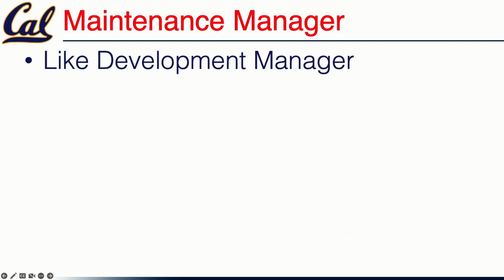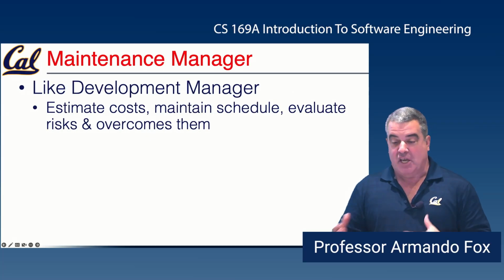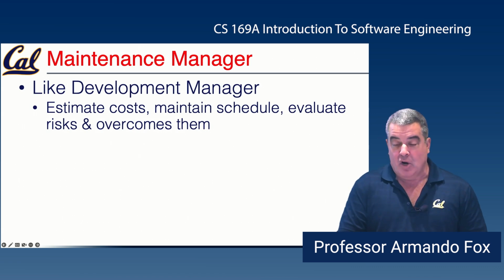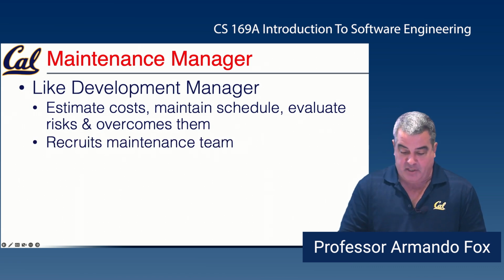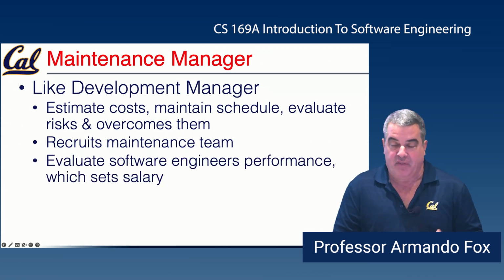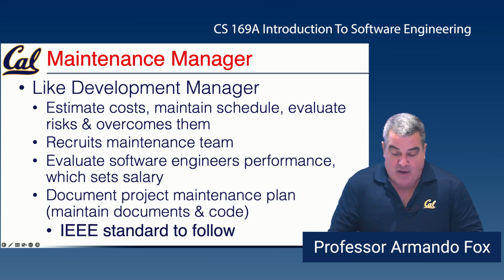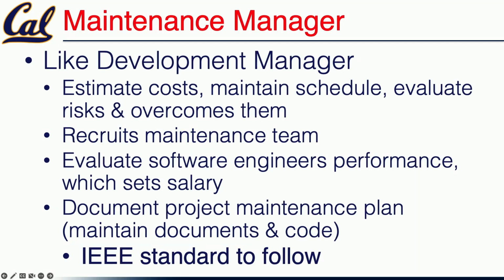So what are these jobs like? The maintenance manager's job is structurally similar to the development manager because they have to estimate the costs of implementing customer enhancements. They have to schedule how long it'll take. They will have to evaluate risks. All the same things you have to do when you're planning the project. And you have to recruit the engineers who are going to be doing this. And of course, you have to evaluate them. So basically, a lot of the same technical considerations. But you also have to have a maintenance plan. And this is a plan that basically says, how are you going to not only maintain the code, but maintain the technical documentation so that they match up? Not surprisingly, there is an IEEE standard to follow for doing this, because IEEE seems to have standards for just about everything.